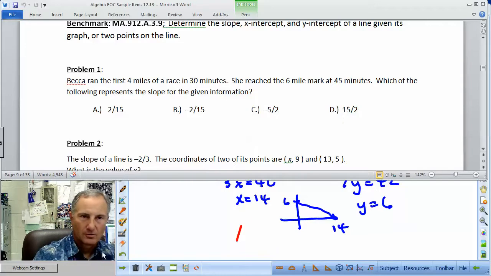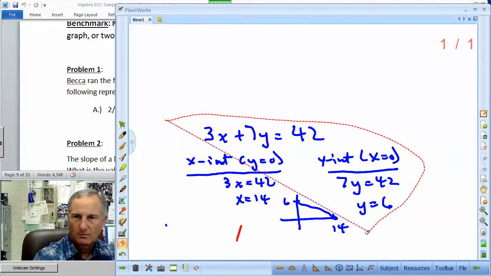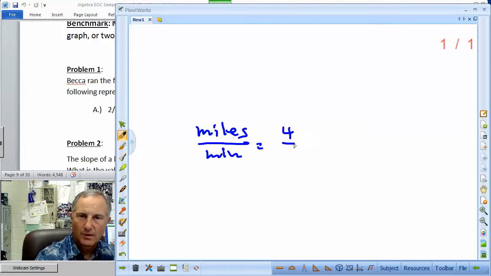Which of the following represents the slope of the given information? So, looking down here, if we take our miles per minute, she went 4 miles in 30 minutes. She also went 6 miles in 45.